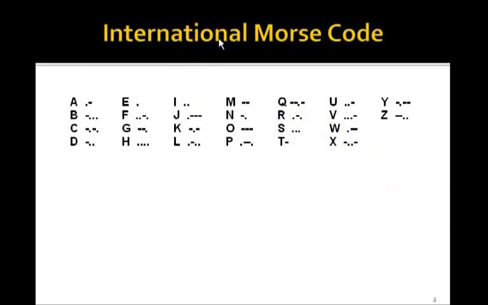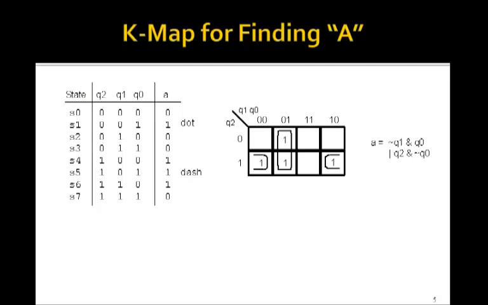Let's take this example of International Morse code. Here's the Morse code. Let's take A, for example. Suppose you wanted to produce a dot dash. Well, here's a dot would be 1 bit, a dash 3 bits. So this would be the output A. So we'd have these 4 minterms shown here.